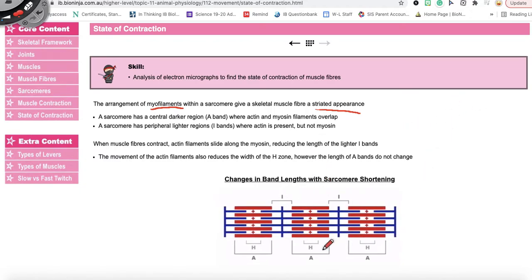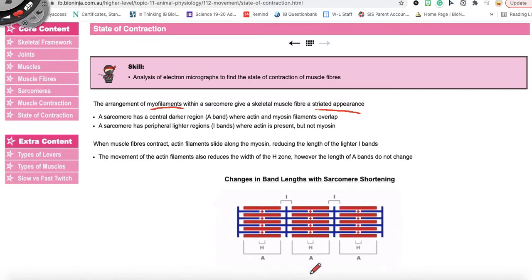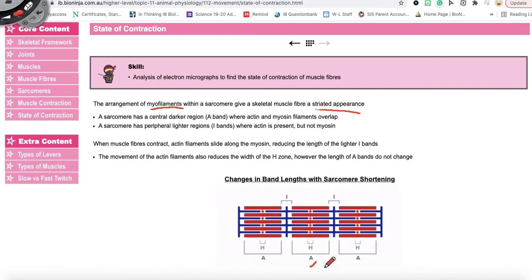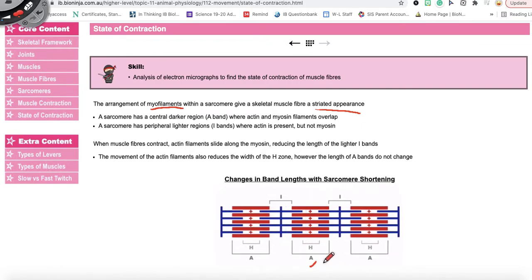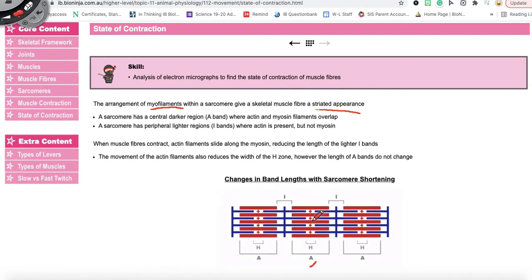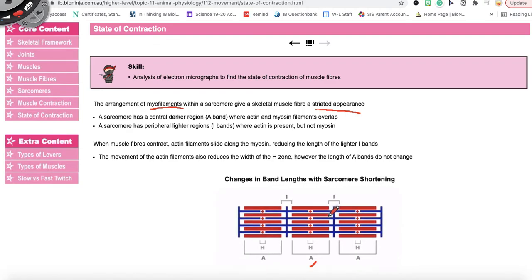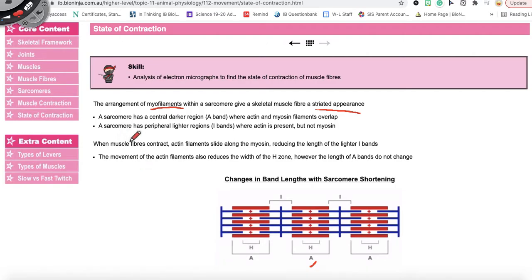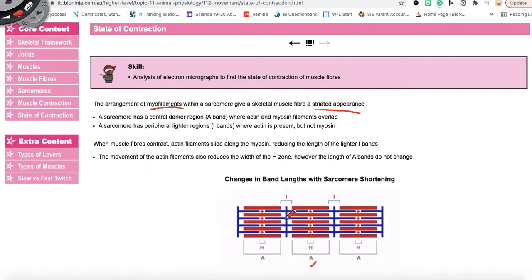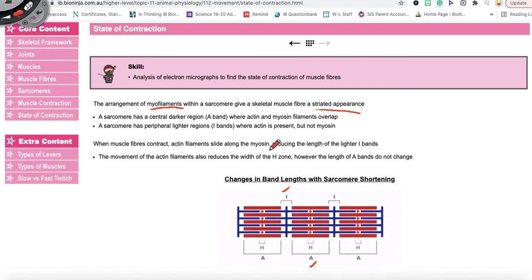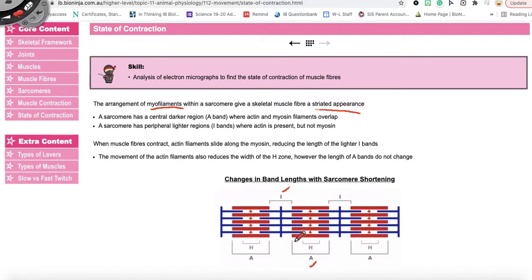Here we see the sarcomere. It has that dark central region, which is the A band. This is where you find the overlap of the myosin, which is the red and thick filament, and the actin, which is the blue or thin filament. The sarcomere also has peripheral regions, which are the lighter regions, called the I bands. In the I bands, actin is present, but not myosin.